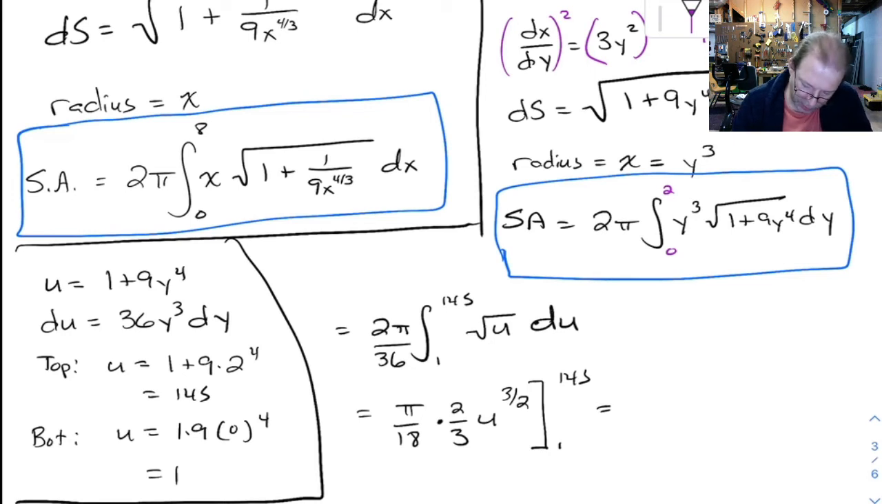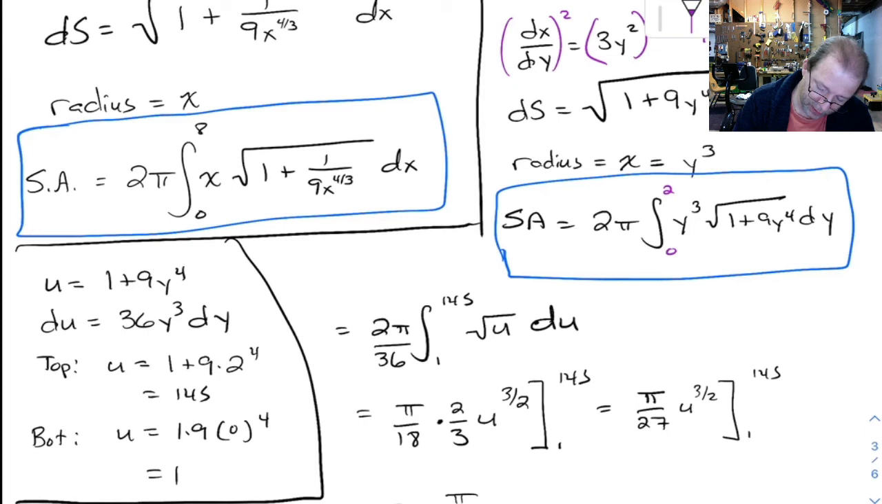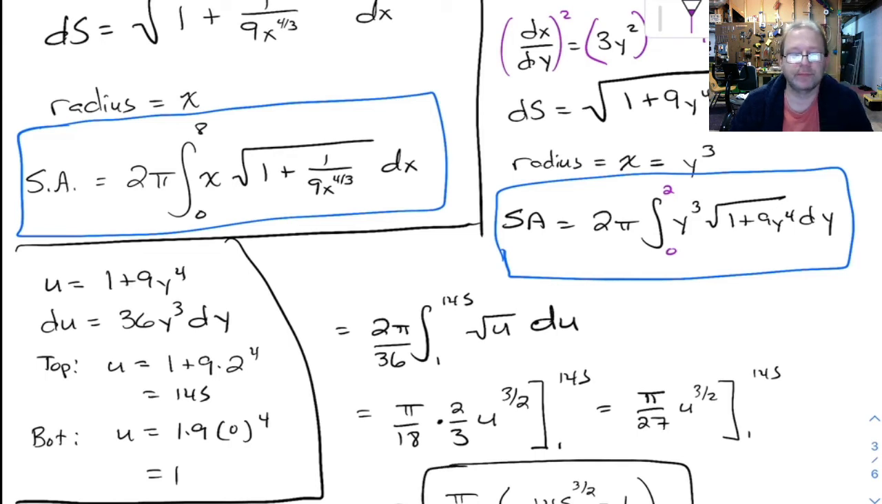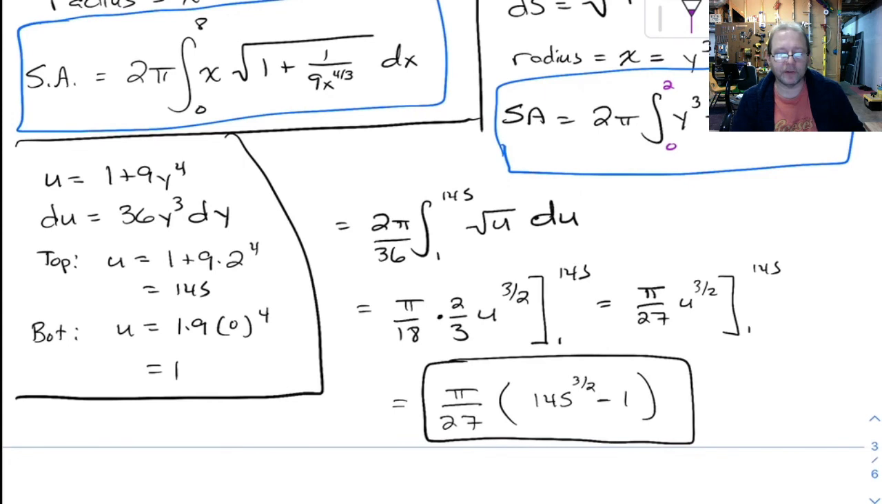So let's see, the 2 and the 18 cancel, giving us a 9, so that's pi over 27. Yeah, pi over 27, u to the 3/2 from 1 to 145. So you get pi over 27 times 145 to the 3/2 minus 1. It's 1 to the 3/2, but that's just 1. And that's our final answer.